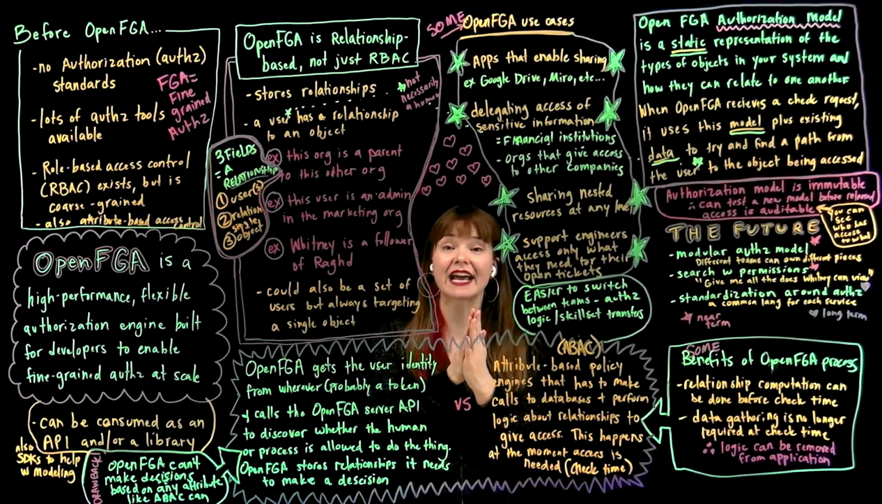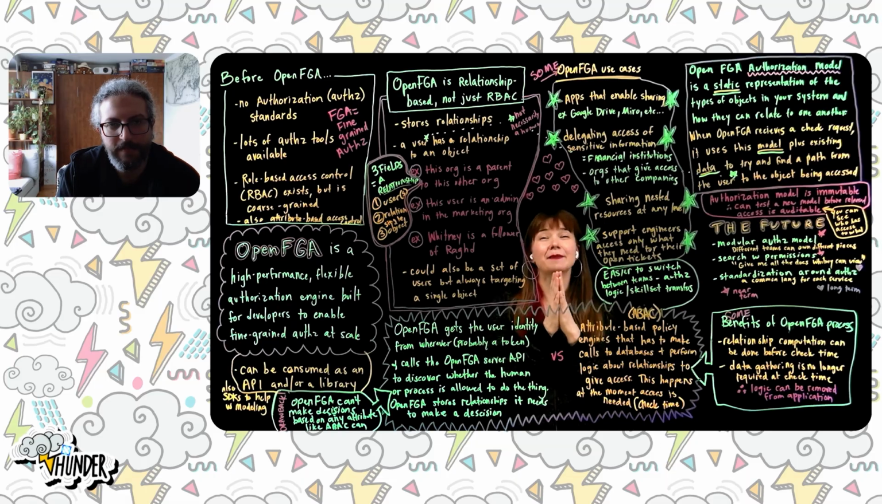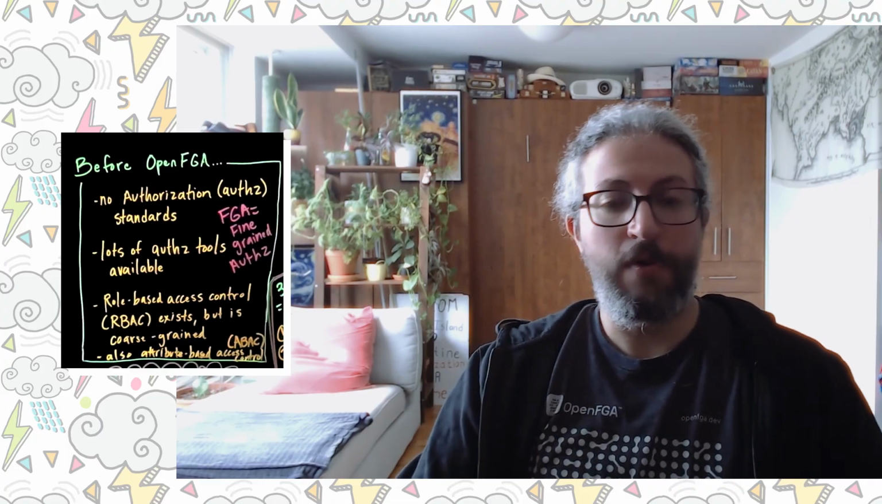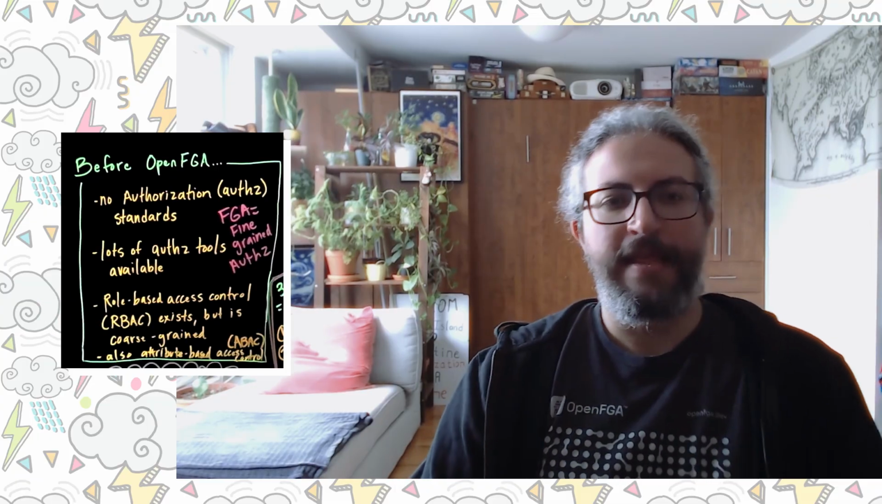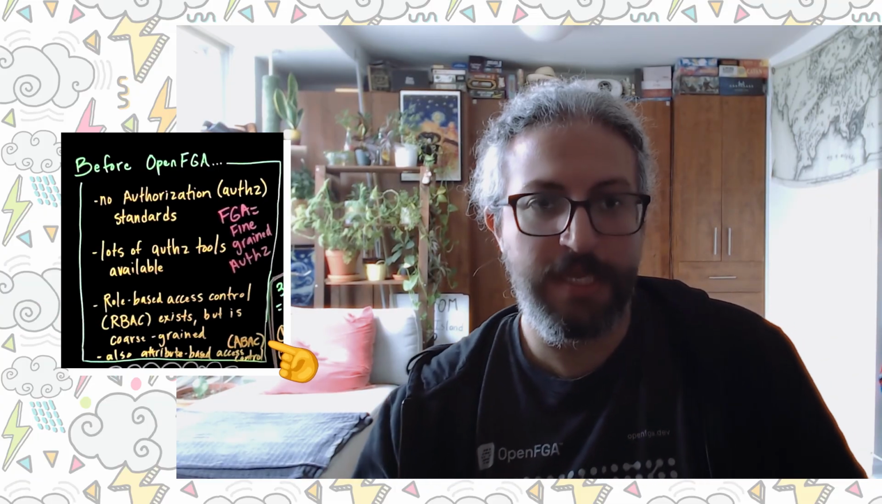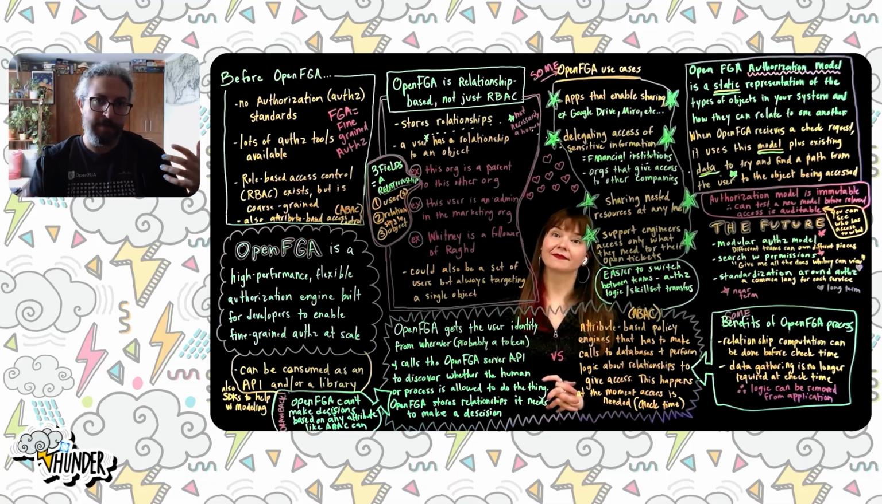To give us context about Open FGA, can you paint a picture of what the world was like before it existed? Before Open FGA, we used to have different access control mechanisms. The two most common ones are role-based access control, or RBAC, and attribute-based access control, which is ABAC. RBAC is a way to grant user access based on the role. Attribute-based is based on whatever attributes either the user or the object may have. The problem with role-based is it's too coarse-grained. The problem with attribute-based is it's very hard to scale.